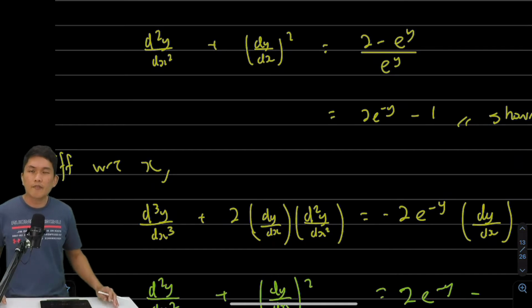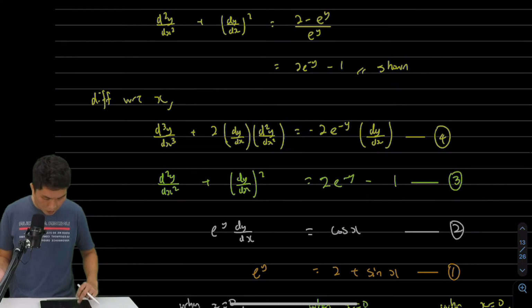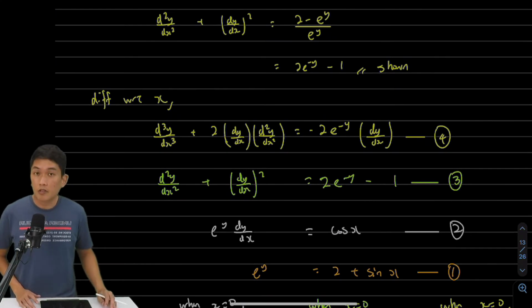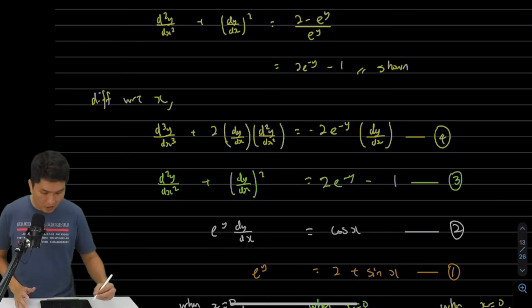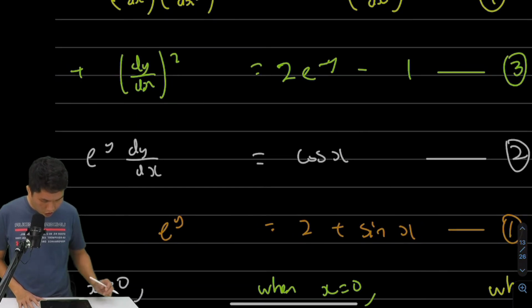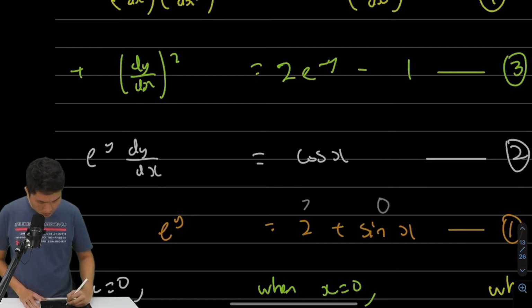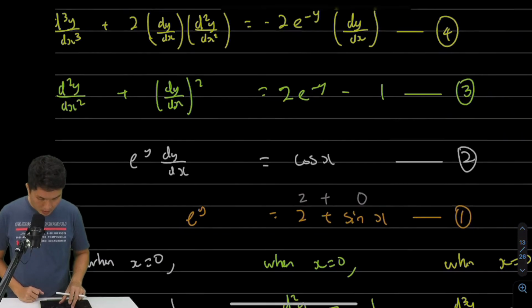Okay, so now I have equations for my third derivative, second derivative, and first derivative, and also the equation given by the question. I'm going to substitute x equals 0 into all of them to get my coefficients for my constant term, x squared, and x cubed terms in my Maclaurin series expansion. So let's start off with the first one, the one in orange, the first equation that we're given. Substituting x equals 0, looking at the right hand side, sine of 0 is 0. So this is 2 plus 0. So e to the y is equal to 2.